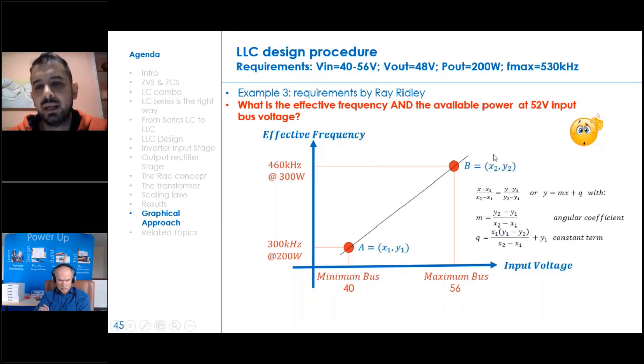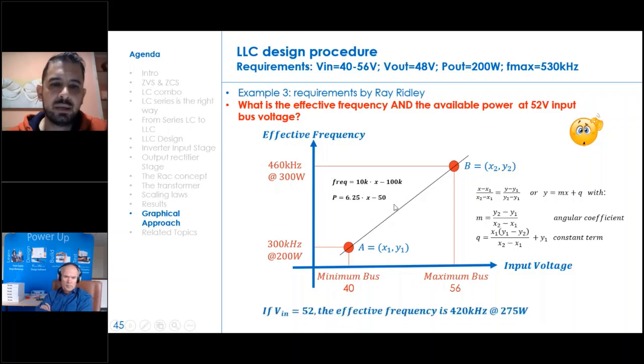So by simply interpolating these 2 points, I get 2 equations, one for the frequency and one for the power. You get the same number of equations as the epsilon axis information you are looking for. So you can see that these are the 2 reference equations. At 52, the effective frequency is something around 420 kilohertz, at something around 270 watts. This is the answer.